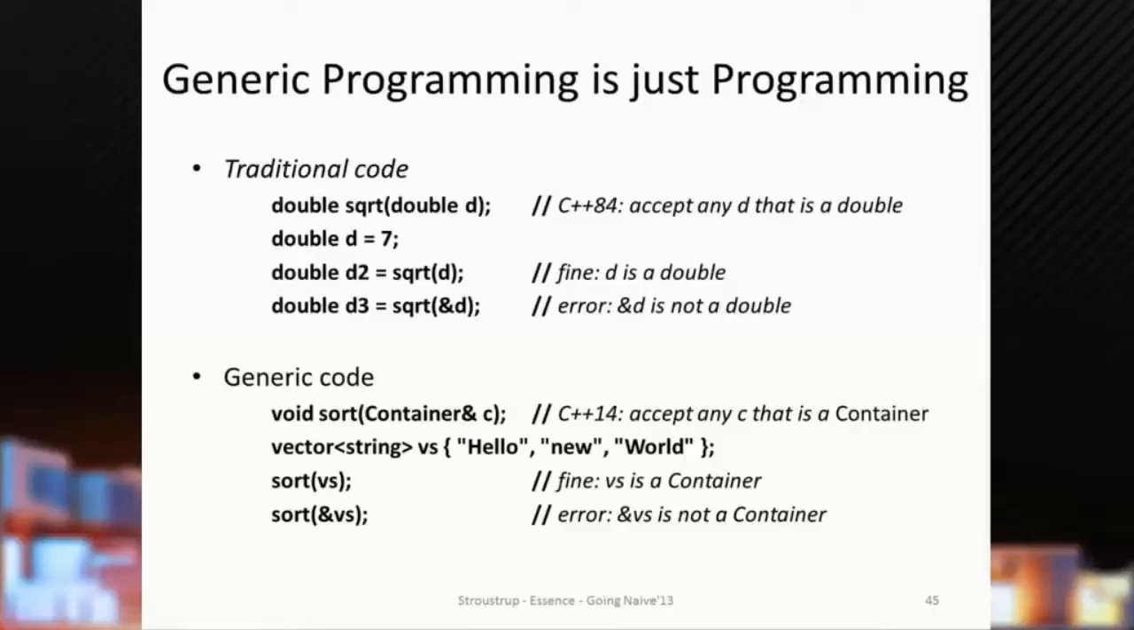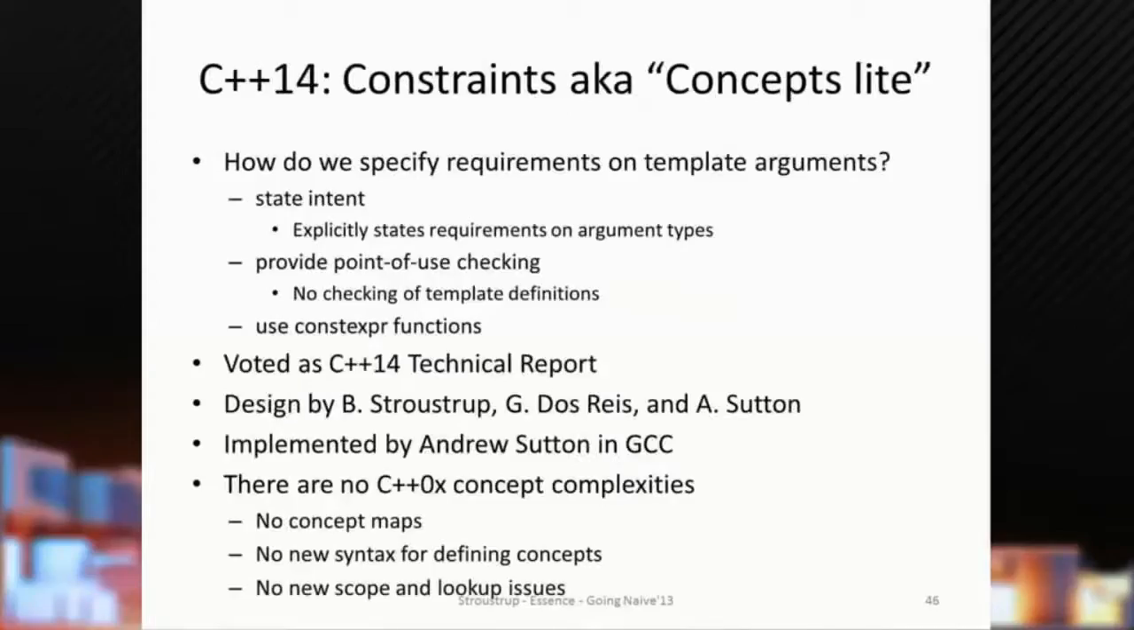Now I want to see the same thing with generic code. Here's a sort that sorts containers. Here's a container. Fine. We sort the container. Here we're trying to sort something that's not a container, because in this case it's a pointer to a container, and we should get an error. And we should get an error right here, and it should be comprehensible. So I would like to see generic programming as very similar to ordinary programming.